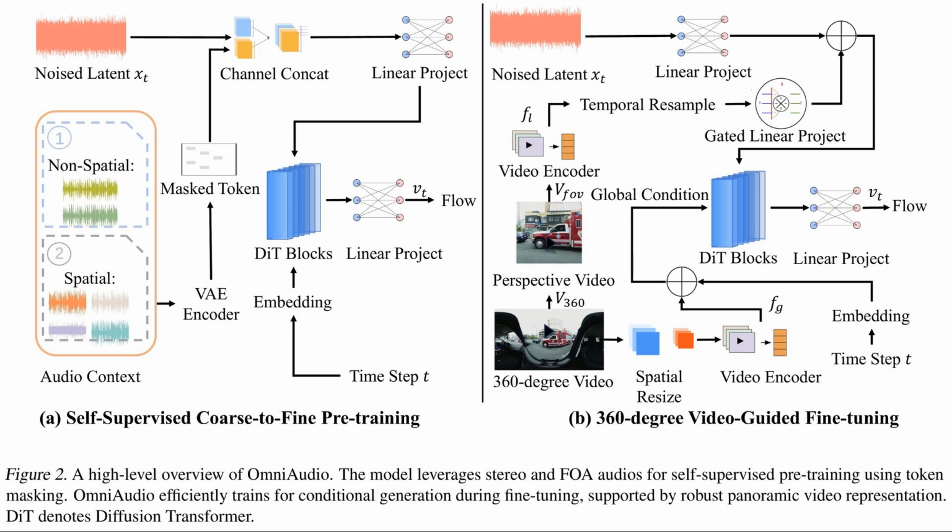Okay, so this diagram shows us how the OmniAudio model actually works. It's a two-stage process. First, on the left, is the self-supervised pre-training. Here, the model learns general audio features from a huge amount of both non-spatial and spatial audio. It uses a component called a variational autoencoder, or VAE, which is a network that learns to compress and reconstruct audio, and then feeds this into what's called a diffusion transformer.